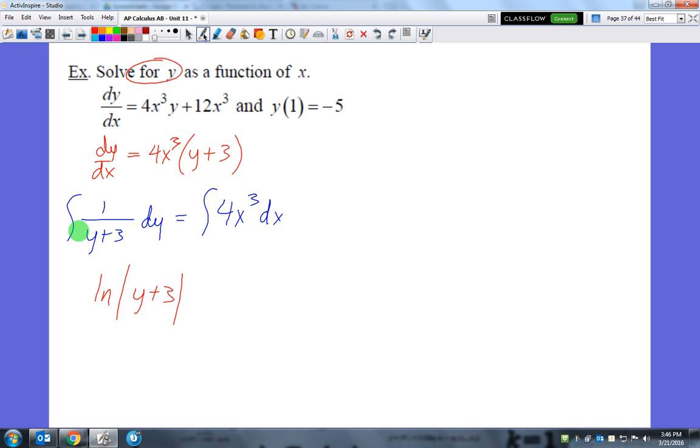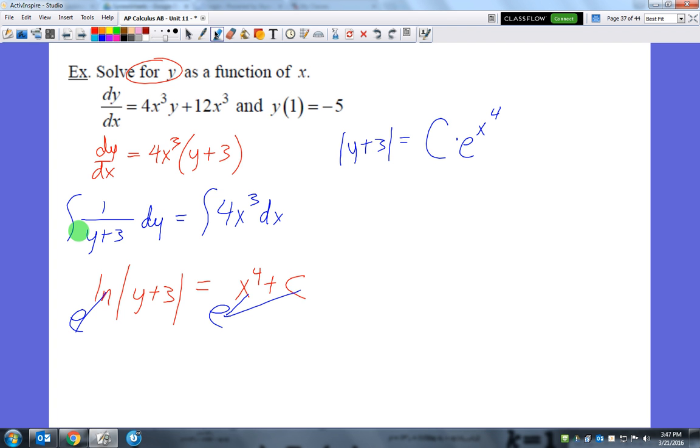Okay, so there's the left side. When I do the right side, I'll get x to the 4th over 4. That cancels, so you have x to the 4th plus c. And again, we're trying to get y by itself, so I'm going to apply e as the base. Those cancel, and you get y plus 3 is equal to, by now you know, e to the x to the 4th times e to the c. E to the c is big C times e to the x to the 4th.